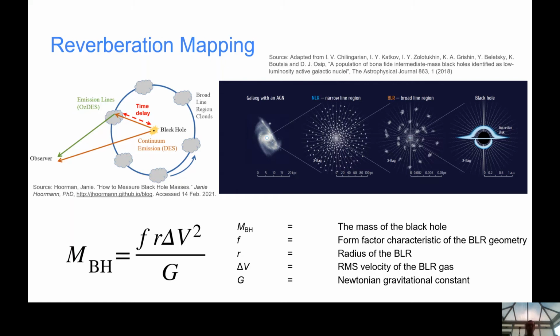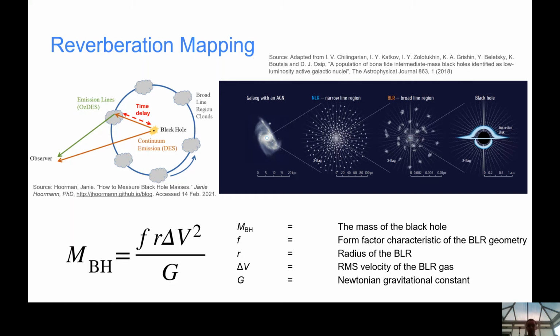Combining this velocity distribution with the radius of the BLR, we arrive at an almost Keplerian equation for the mass of the black hole, displayed at the bottom here. Delta V, the root mean square velocity of the BLR gas clouds, is measurable by considering the exact broadening of the lines. But R, the radius of the BLR, is more complicated.